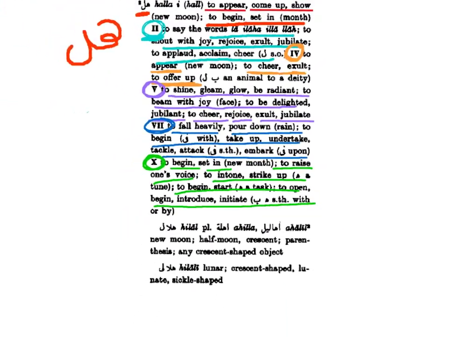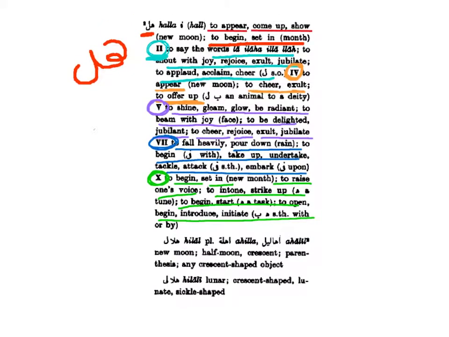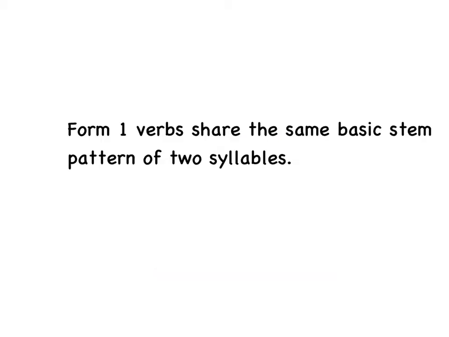So you see that although the definitions were slightly different depending on the pattern, they all related to each other. So the definition is really a compromise between the root and the pattern. And under the European tradition, you organize the dictionary by root, and then you list the meaning of the word in the various verb forms according to the number that has been assigned to that verb pattern. And in the upcoming sections, you're going to take a much more in-depth look at each of these patterns. Form 1 verbs share the same basic stem pattern of 2 syllables.